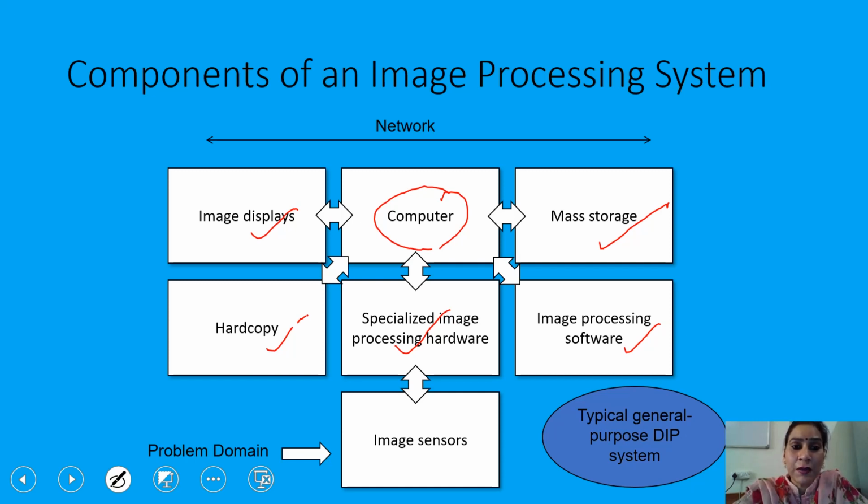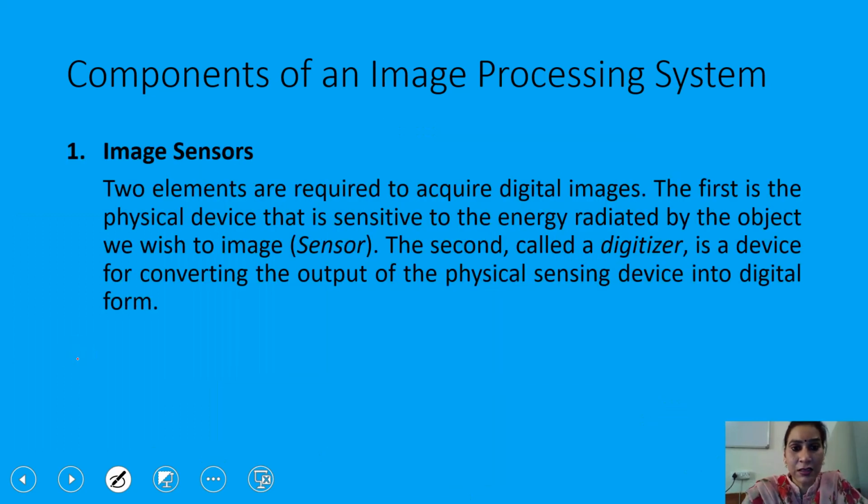So basically the main components of an image processing system are sensors, then hardware, then software, then mass storage, display, and hard copy, and overall all these components are connected with the network. So these are the main components. Now we are discussing these components theoretically.